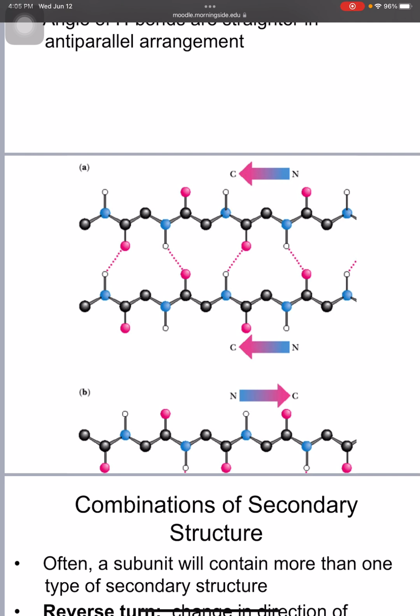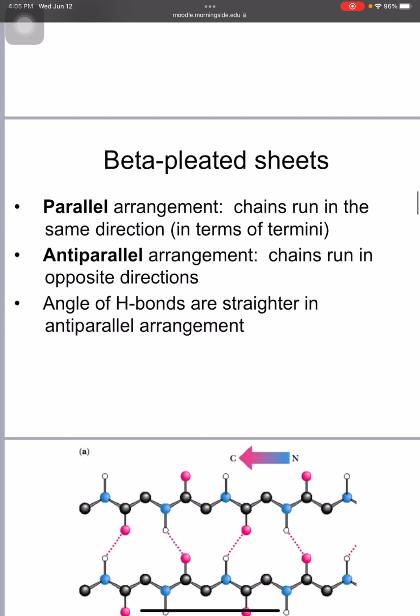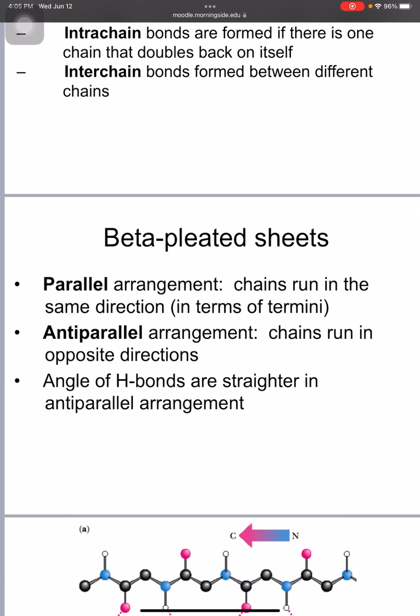The one on the bottom, which you can't see here, but you should be able to see in your other PowerPoint, is different. One of the chains is going left to right, nitrogen to carbon. The other one is going left to right, carbon to nitrogen. These are opposite, so this is an anti-parallel arrangement. You can make hydrogen bonds both ways, although the angle of the hydrogen bonds is straighter in the anti-parallel arrangement.